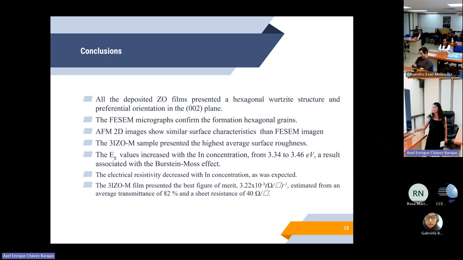The band gap values increase with the indium concentration from 3.34 to 3.46 electron volts, a result associated with the Burstein-Moss effect. The electrical resistivity decreased with the indium concentration as was expected. The sample doped with indium 3 atomic percent presents the best figure of merit, 3.22 by 10 to the minus something ohm to the minus one, estimated from an average transmittance of 82% and a sheet resistance of 40 ohm per square.